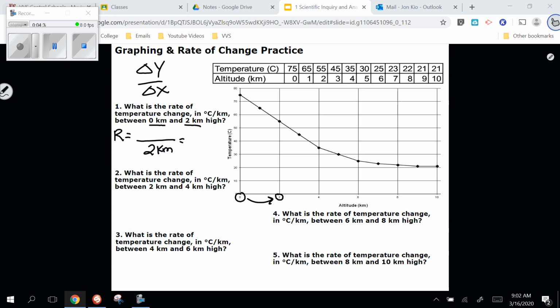Our top number is the difference between the two actual values on the graph. So 75 and 55. It's going to be 20 degrees Celsius, so we're going to end up with 10 degrees per kilometer.